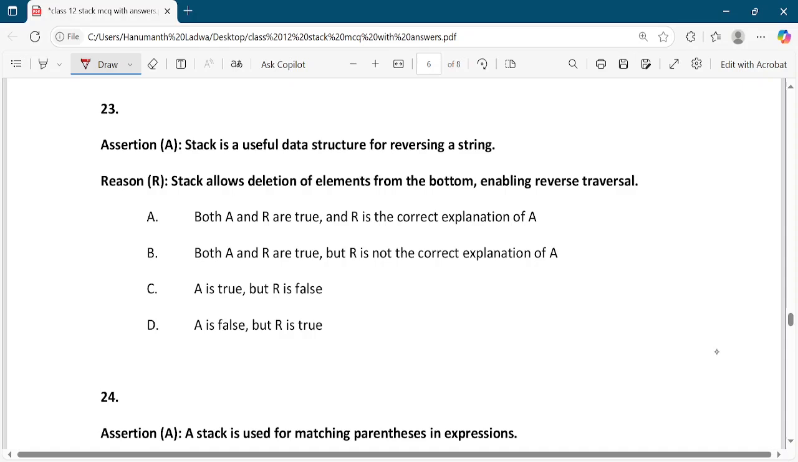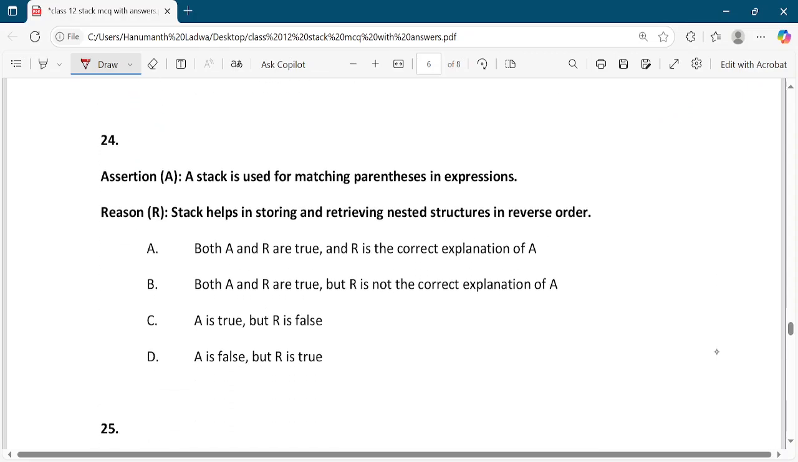Question number 23. Assertion A: Stack is a useful data structure for reversing a string. So here this particular statement is true. Next, Reason R: Stack allows deletion of elements from the bottom, enabling reverse traversal. So here this particular statement is false. Now you can observe that option C, A is true but R is false, is the right answer.